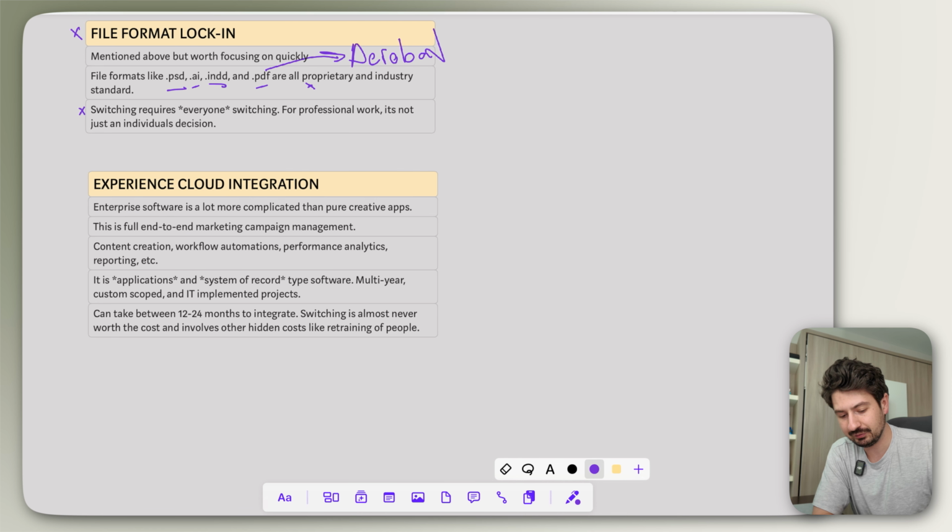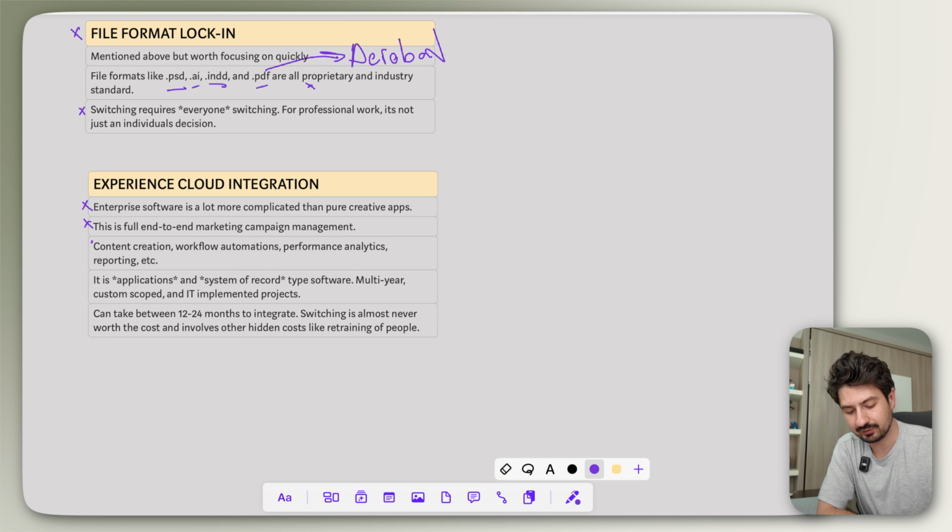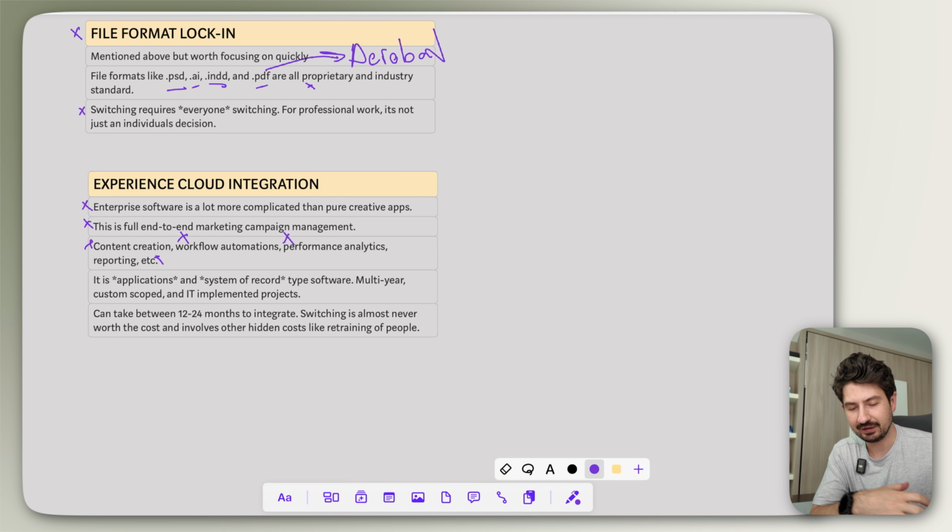And then finally, we'll just talk about the switching costs of Experience Cloud, because remember, that is still like 30% of the business basically. And I think most people know just through a general SaaS understanding that enterprise software is a lot more complicated than pure creative apps. And this is a full end-to-end marketing campaign management system, including content creation, workflow automations, performance analytics, reporting, etc. It's like a full suite of management software.